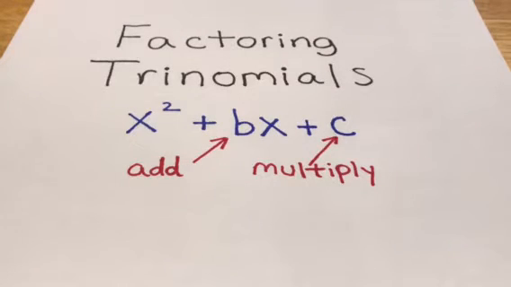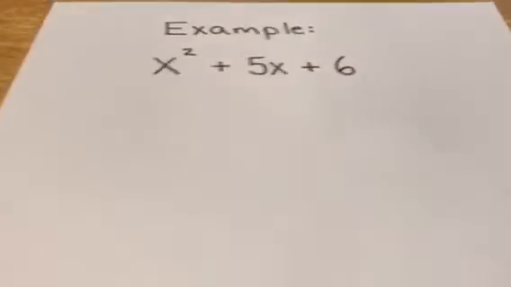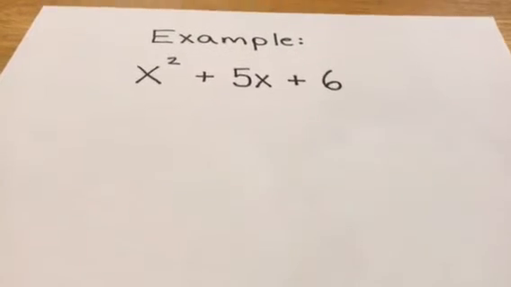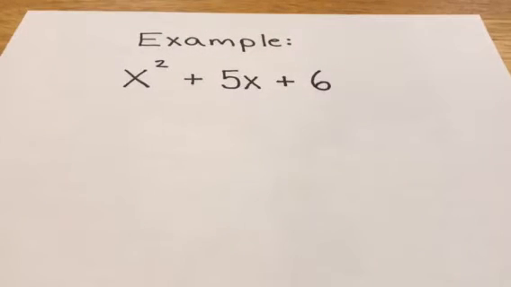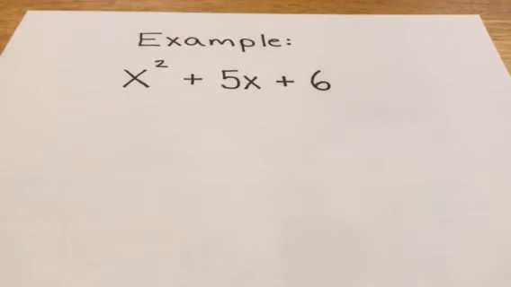So let's go ahead and take a look at a brief example so you get a feeling of what I'm talking about. Alright, x squared plus 5x plus 6. We're going to find two numbers that multiply to the n number, but those two numbers have to add up to the middle number. When we're multiplying to 6, we can do 1 times 6, but if we add 1 and 6, we're going to get 7, so those aren't going to work.